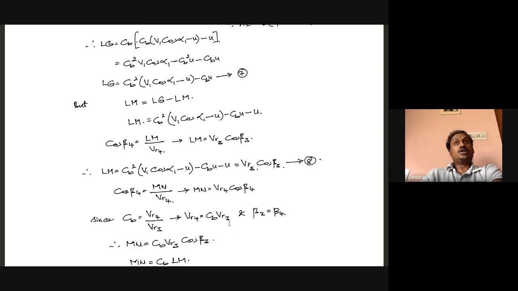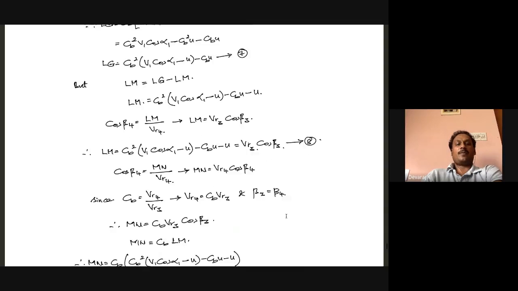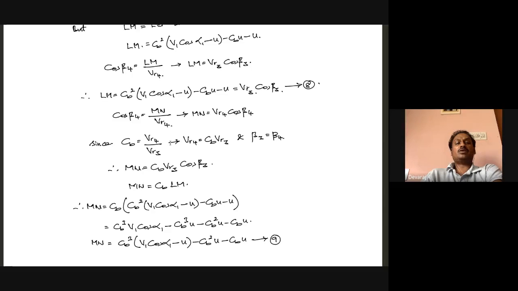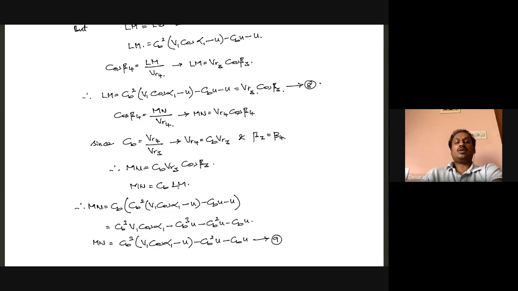And also, it's the equiangular turbine blades. Beta 3 is equal to beta 4. If I substitute for that, your MN is equal to Cb into VR3 into cos beta 3, or MN is equal to VR3 into cos beta 3, but already I have defined that as LM. Okay. Now, what is that LM? LM I can write in terms of Cb square.